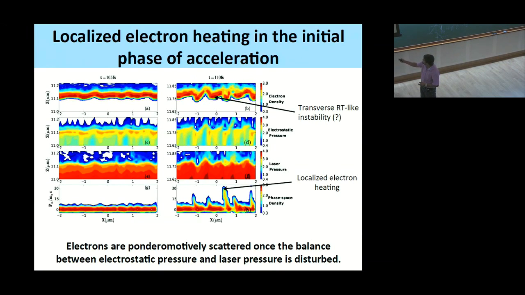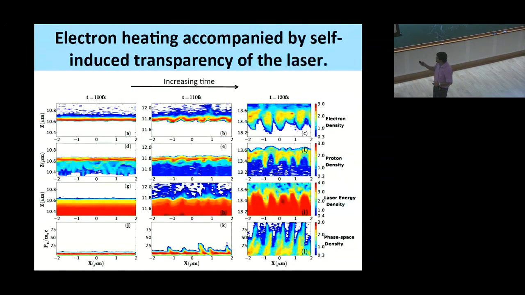As you can see here, at this point, electrostatic field is not balancing the laser pressure, and that is leading to localized electron jets in the energy space. Essentially, it's leading to localized hotspot creation at the location where this balance is disturbed. And this is even more dominant as you proceed in the acceleration. These are the same type of plots at three different times. And as you can see, at the intermediate stage, you have this localized heating.